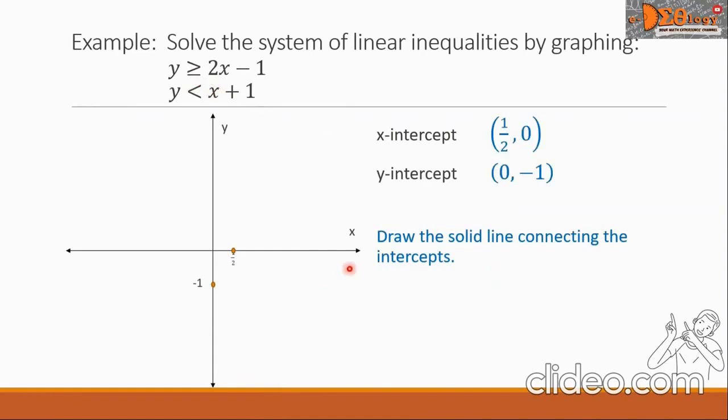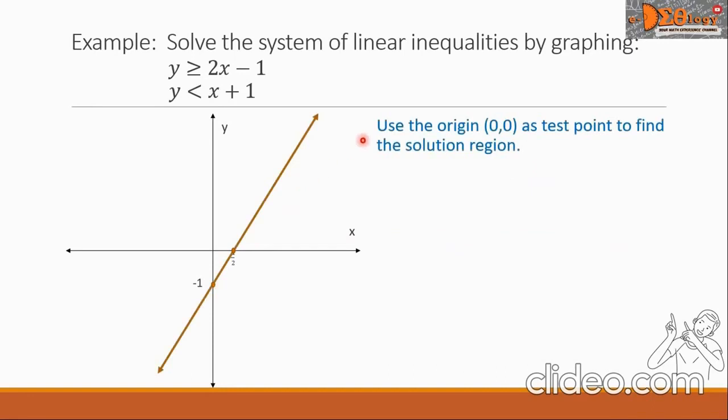First, let us draw our x and y axis, and then our intercepts. The x-intercept is the (1/2, 0), and the point is here, while the y-intercept is (0, -1), and the point is here. Connecting the 2 points by a line, so we have this line now.